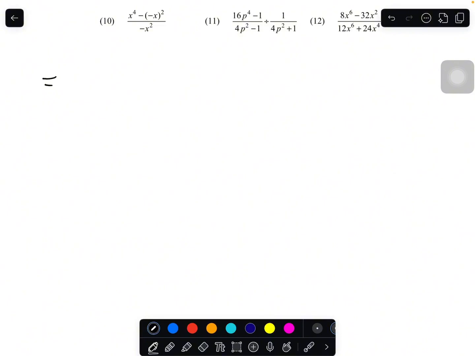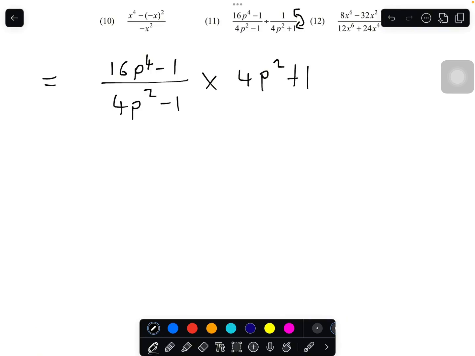So here I have 16p to the power 4 minus 1. There's no common factor I can remove from there, so I'm just going to leave it as is, over 4p squared minus 1. If I'm dividing, I can apply the reciprocal, which means I will flip these and make it a multiplication. So I'm going to get 4p squared plus 1.